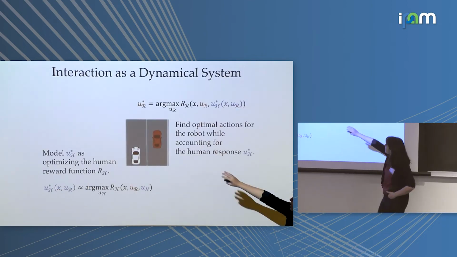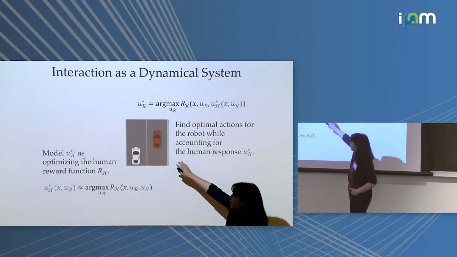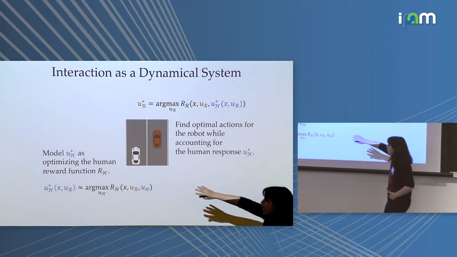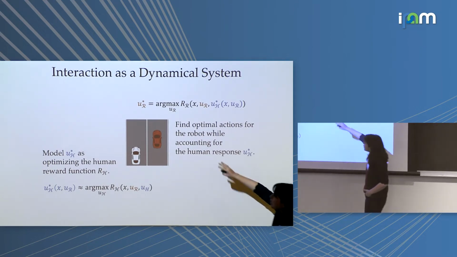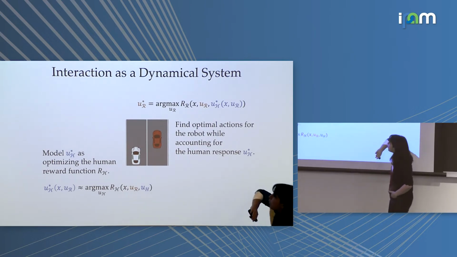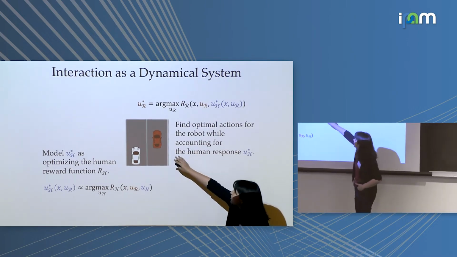Let me go back to this slide. Planning for an autonomous car, that's the orange car, based on how the other person, the human-driven car, responds. So we're basically thinking about this interaction between the two agents here as a dynamical system, where we're saying, hey, I want to plan for this autonomous car.